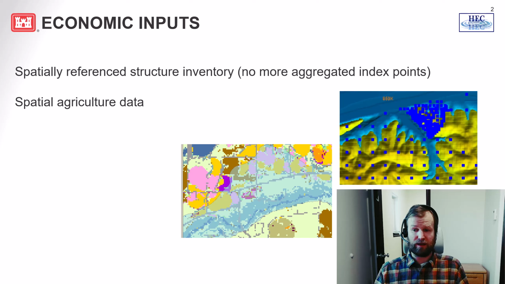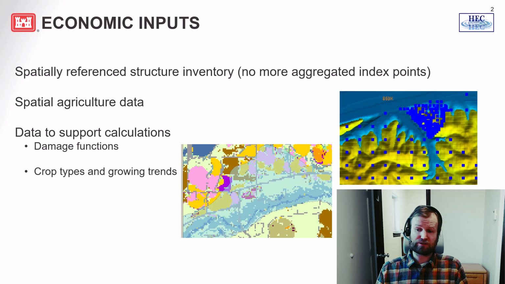Another economic input is crop data. Crop data for agriculture damage computations are added to the FIA model as geotiffs of the crop area. The image here shows multiple crop types within a given area. Crop acreage can be downloaded from the National Agricultural Statistics Survey.